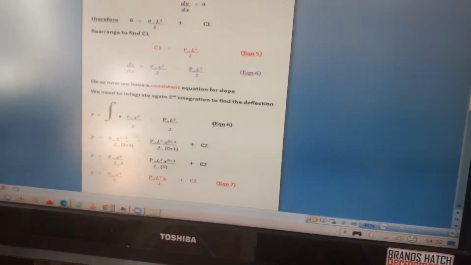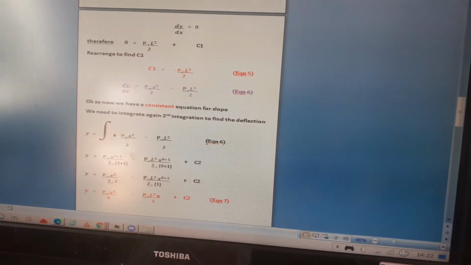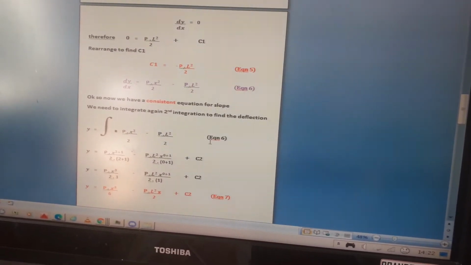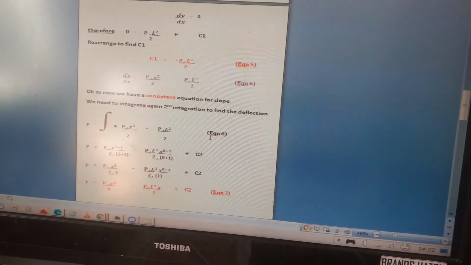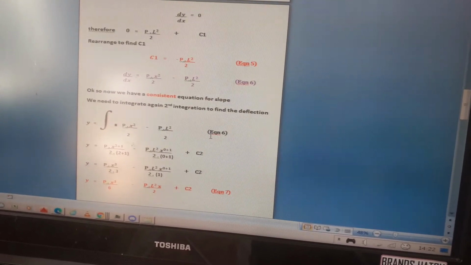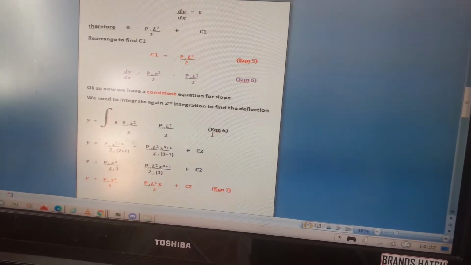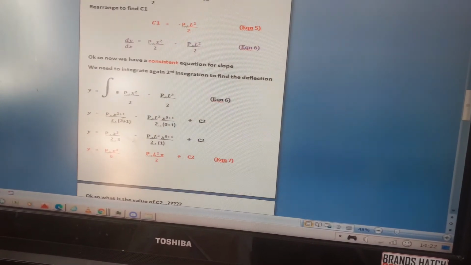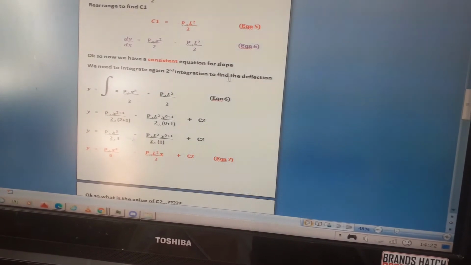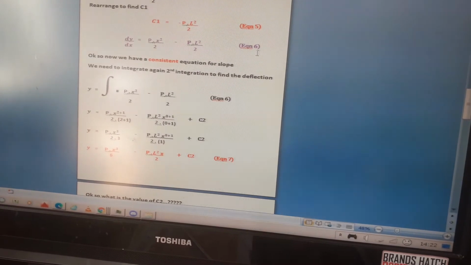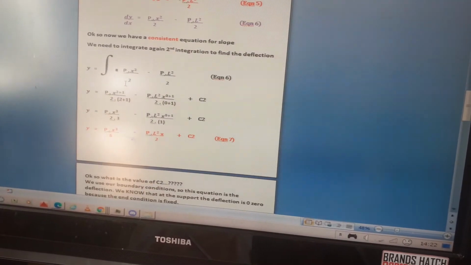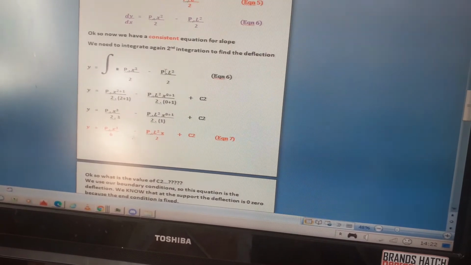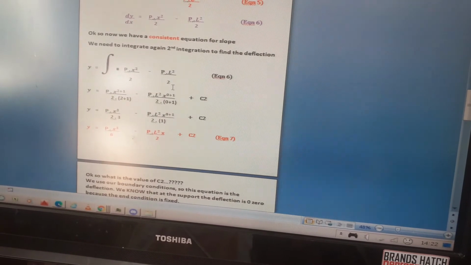So that gives us the equation dy over dx equals Px squared divided by 2 minus PL squared divided by 2. So we have a consistent equation, so that's the equation for the slope. Now we need to integrate again, the second integration, to find the deflection. So we're going to integrate equation 6, Px squared divided by 2 minus PL squared divided by 2.